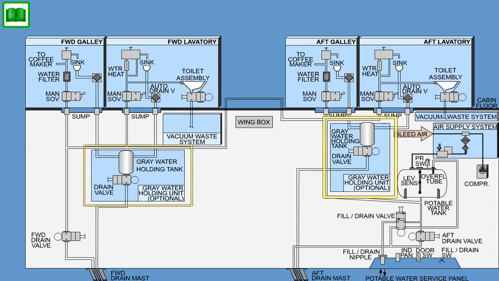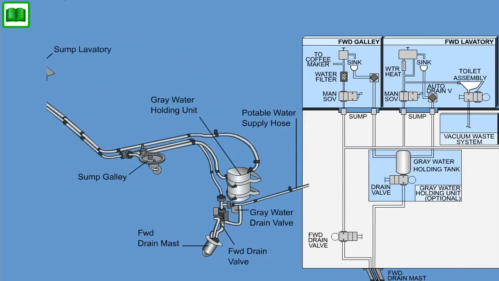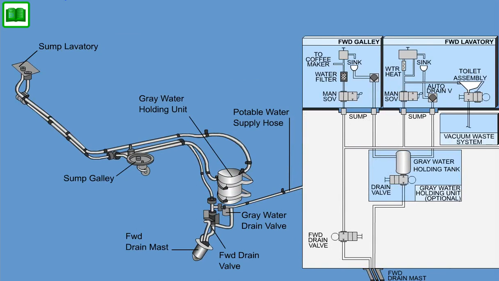The gray water holding unit has a gray water drain valve and an intermediate tank. The unit is connected with pressure and vacuum resistance hoses to the lavatory and galley sumps and to the drain mast. It has the capacity to collect 3.8 liters, 1 gallon, of gray water from the galley and lavatory sinks while the aircraft is on the ground to prevent spillage of fluids out of the drain masts onto the tarmac.